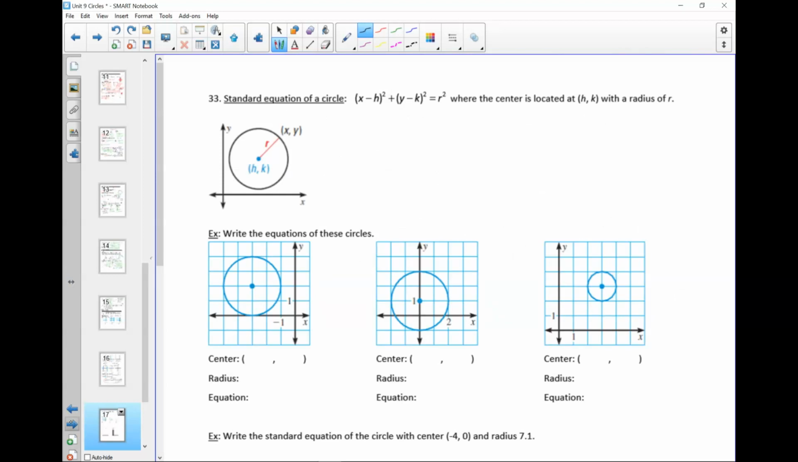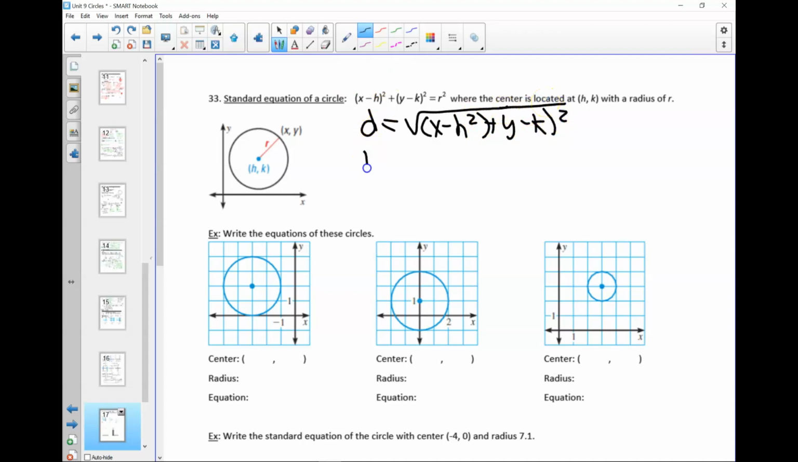The standard equation of a circle is the quantity (x minus h) squared plus the quantity (y minus k) squared equals r squared, where the center is located at coordinates (h, k) with the radius of r. If you use the distance formula to calculate this, you get d equals the square root of (x minus h) squared plus (y minus k) squared.